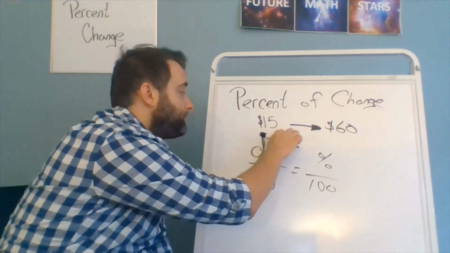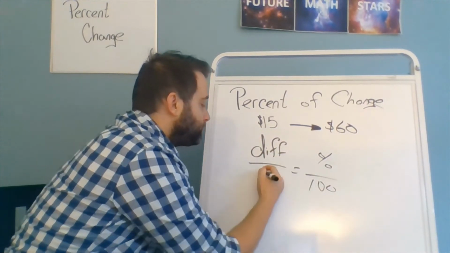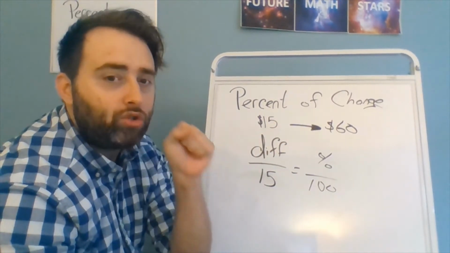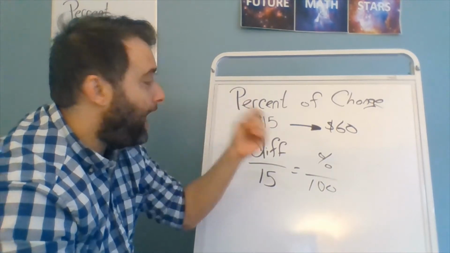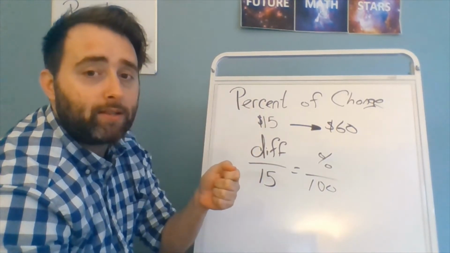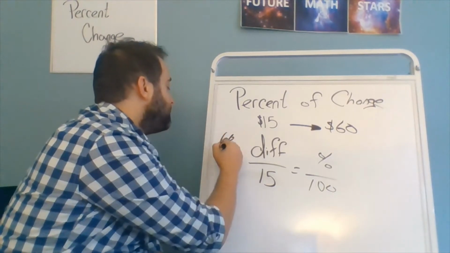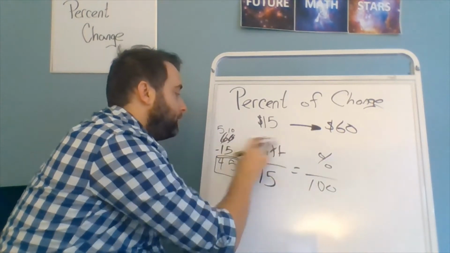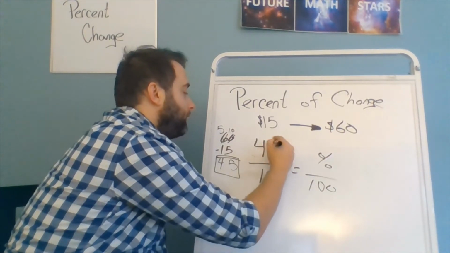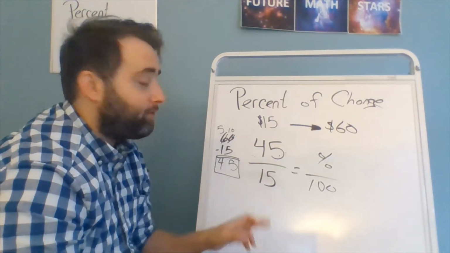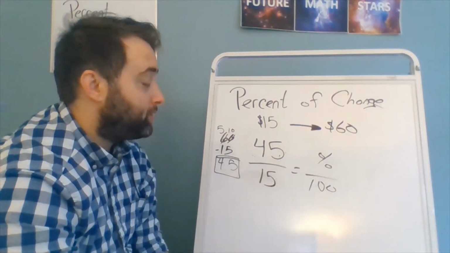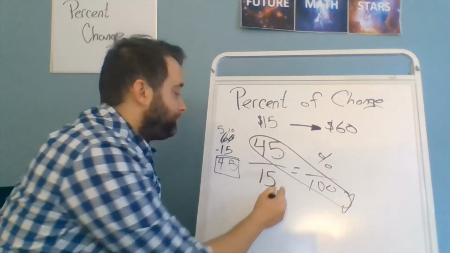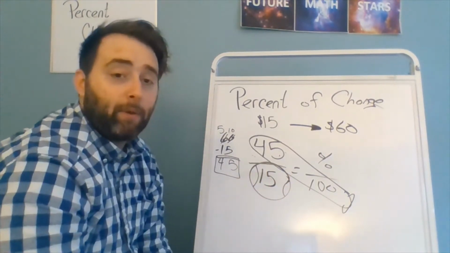You started at 15, so your original is what? Your original is where you start. You started at 15. Your difference between these two numbers. I say difference instead of change because I want you to always know you have to subtract. Okay? And when you subtract, bigger number always goes on top. So 60 minus 15. Okay? So my difference is 45. Okay? 45 over 15 equals percent over 100. You have to multiply this to make your baseball bat. Multiply it, then divide it by that.